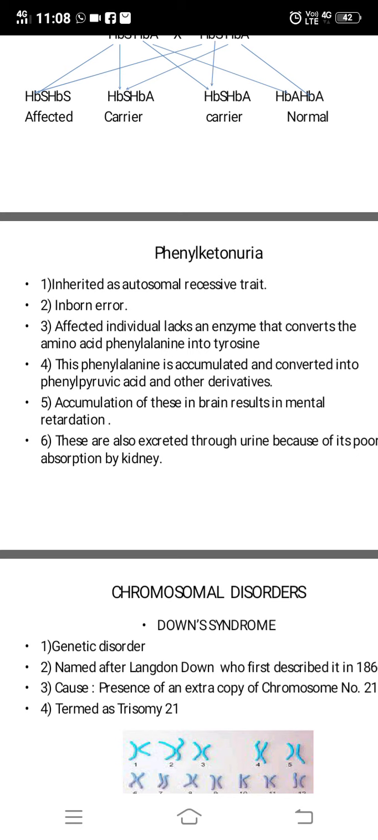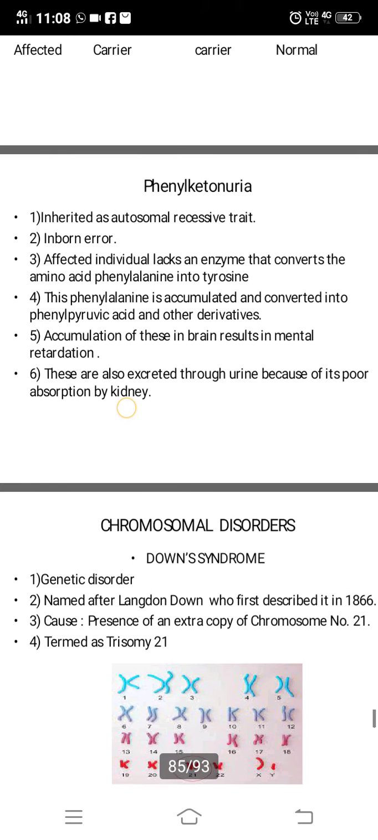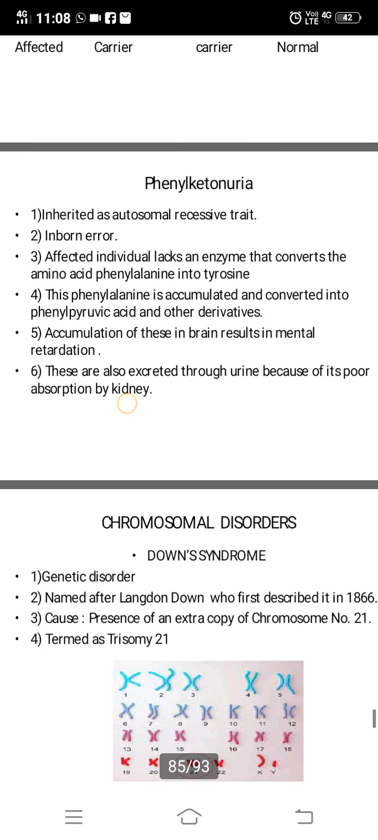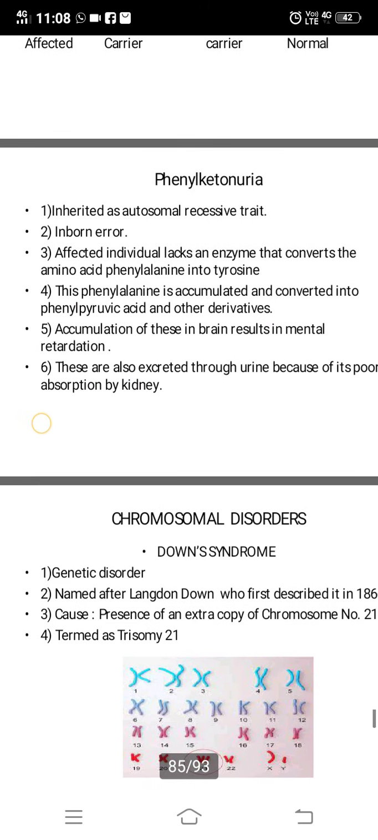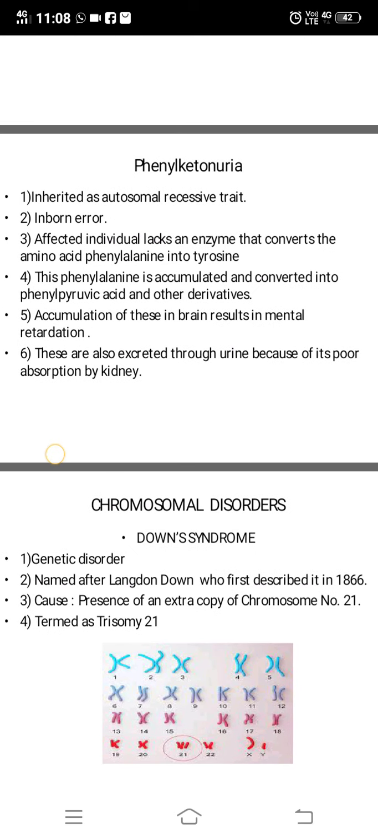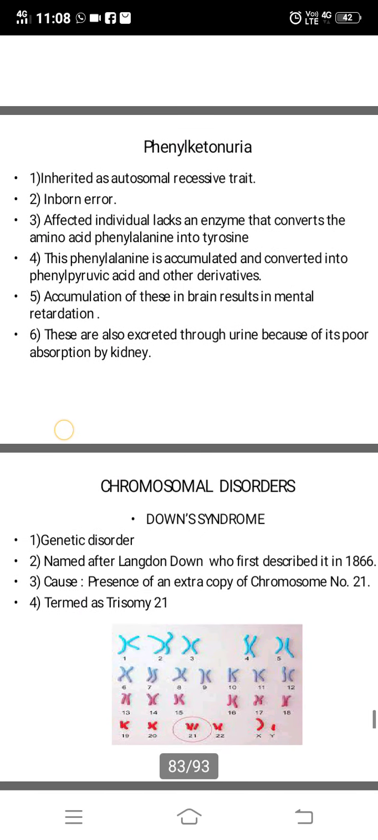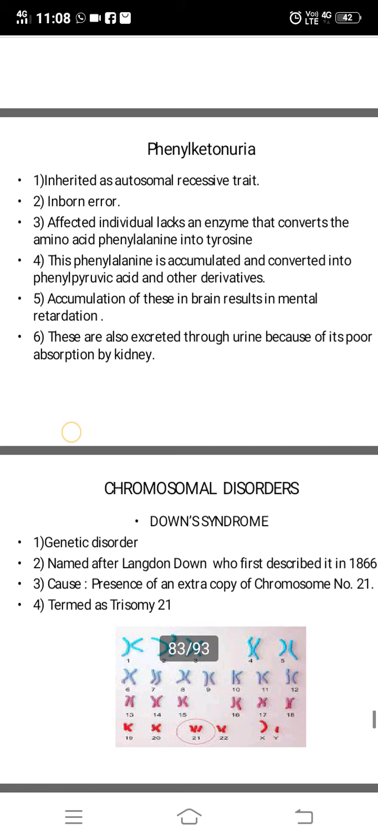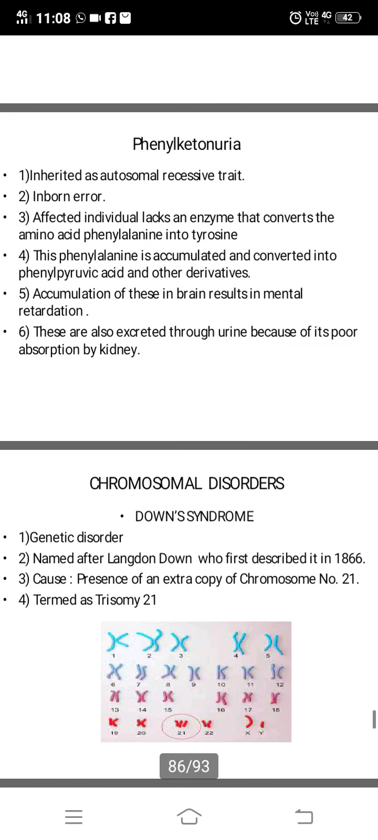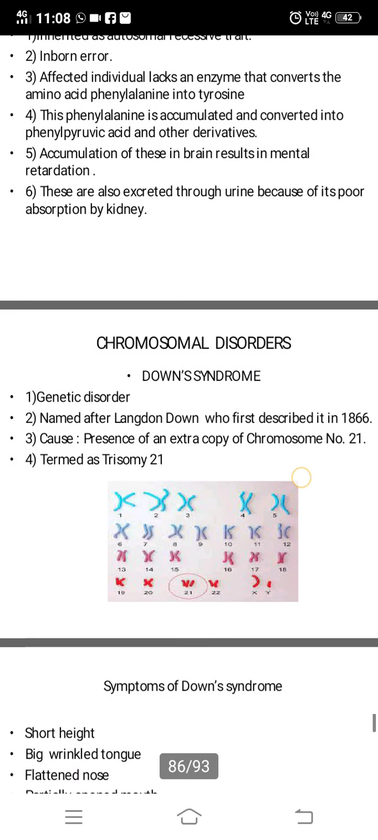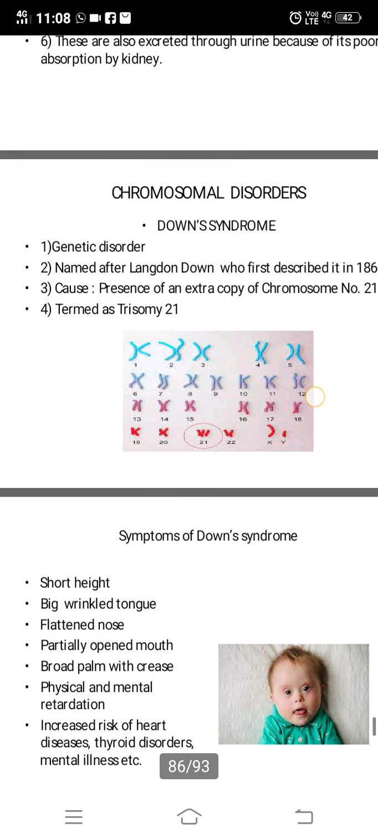This phenylalanine accumulates and is converted into phenylpyruvic acid and other derivatives, and the accumulation of these in the brain results in mental retardation. These are also excreted through urine because of poor absorption by the kidney. Kidneys are not able to absorb this phenylpyruvic acid, so it is excreted through urine also. So these were the genetic disorders we had studied.